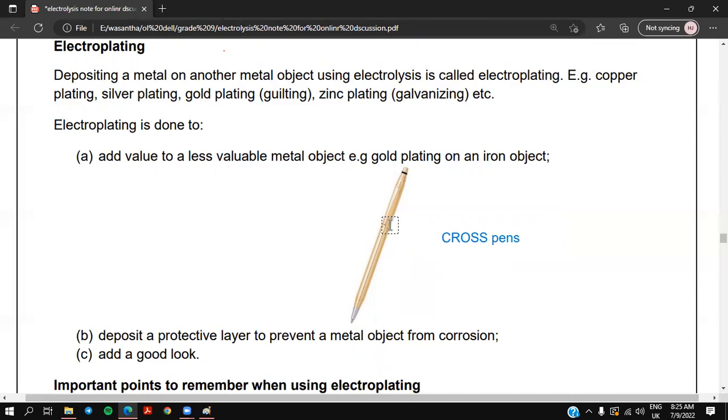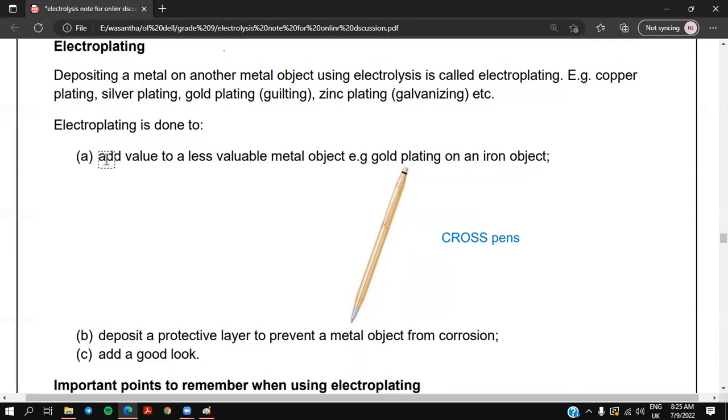We have different types of pens varying from a low economical value to a very high economical value. There are pens for about 20,000, 50,000, over 1 lakh. And the value has been added for these Cross pens through electrolysis, electroplating.